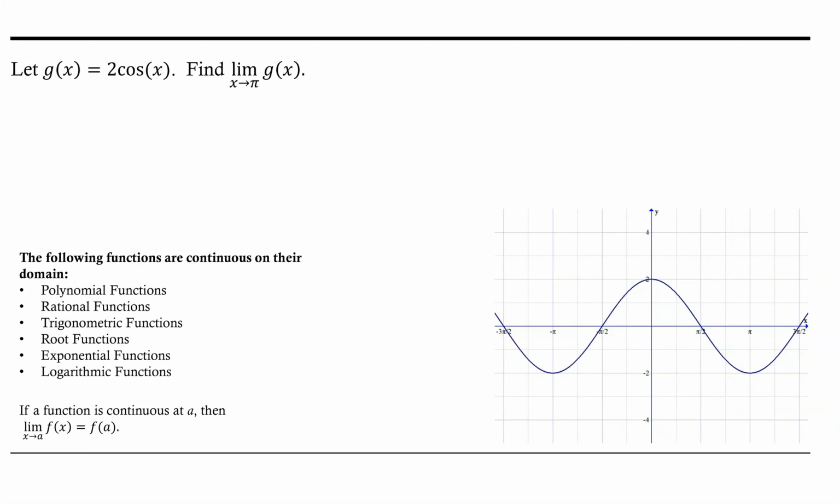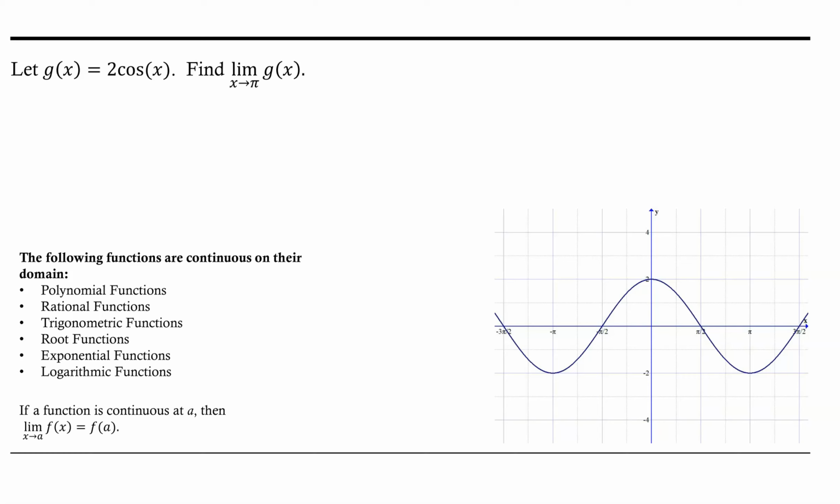Here's the second example. We've got g of x equal to 2 cosine of x, and we want to find the limit as x approaches pi of g of x. Now, recall again that there are a number of functions that are continuous on their domain, and among those are trigonometric functions. So g of x is cosine, and cosine is continuous for all real numbers. So g of x is continuous for all real numbers. Therefore, we can take the limit as x approaches any real number, and in this case, we're interested in pi.